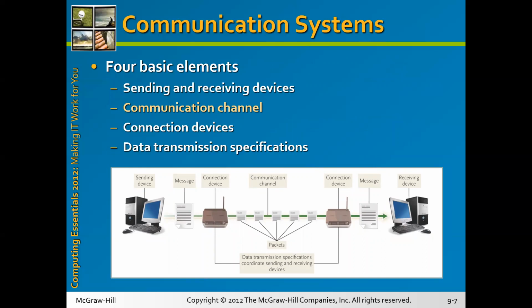Communication system, continued. Electronic systems that transmit data from one location to the other. Communication systems can be divided into wired or wireless. The basic elements of electronic communication include four basic elements: sending and receiving devices, computers or specialized communication devices; communication channel, that is the message carrier; communication devices act as an interface between sending and receiving devices, convert outgoing messages into packets that can travel across the communication channel; and data transmission specifications, rules, and procedures that coordinate the sending and receiving devices.